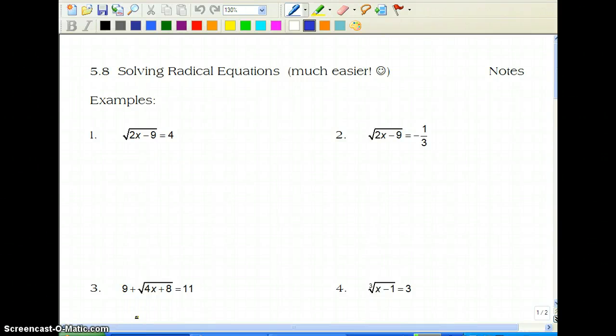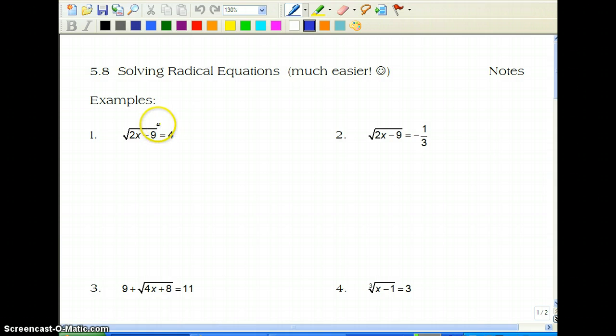Okay, we're going to solve radical equations. This seems to be a lot easier for most students than all of those rational exponents are. All right, so we're trying to solve an equation, so we're trying to get the x by itself. And as you can see, our x is stuck underneath a radical sign. So what we've got to do is get rid of that radical sign.